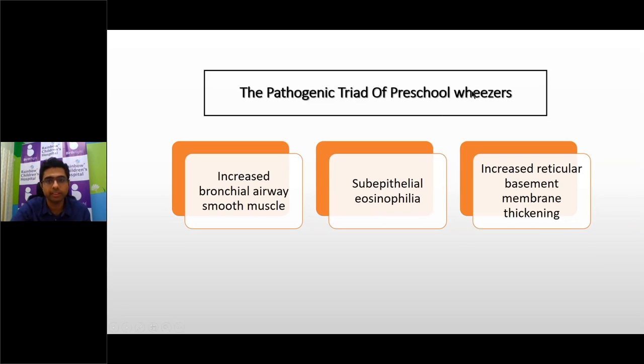Children who have recurrent wheezing are found to have increased bronchial airway smooth muscle. Below the epithelial lining, the subepithelial layer has eosinophilia. And there is basement membrane wall thickening. This is the pathogenetic triad of recurrent under-5 or preschool wheezers.